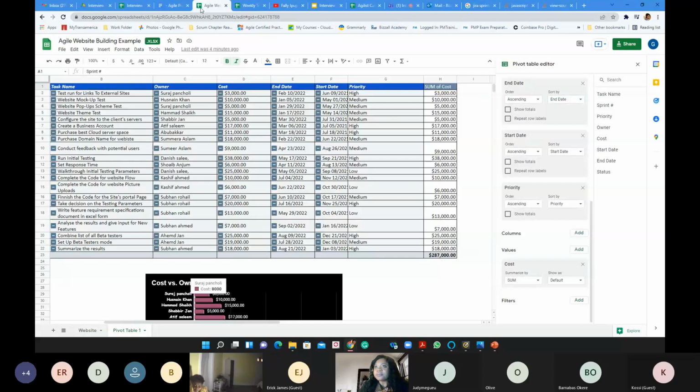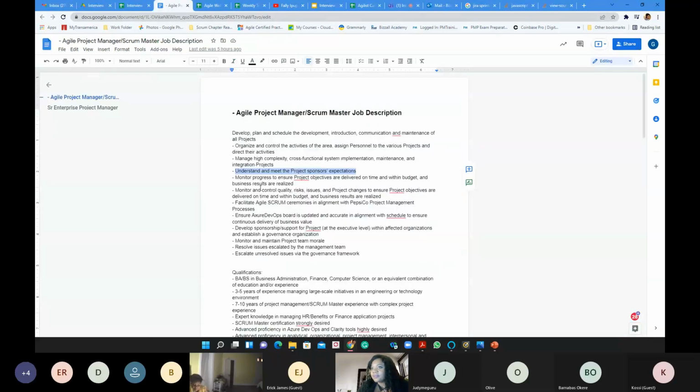Now, monitor progress to ensure project objectives are delivered on time and within the budget, and business results are realized.